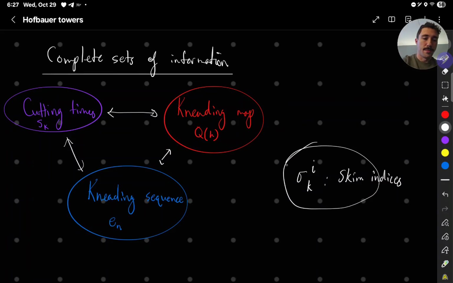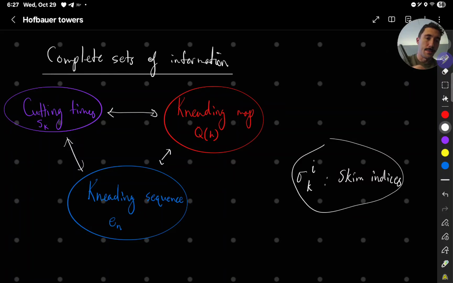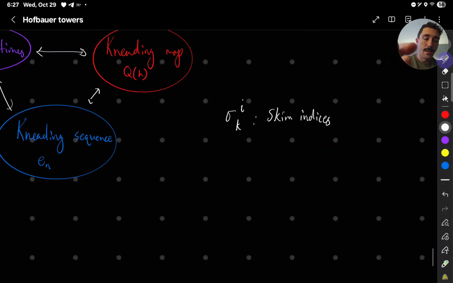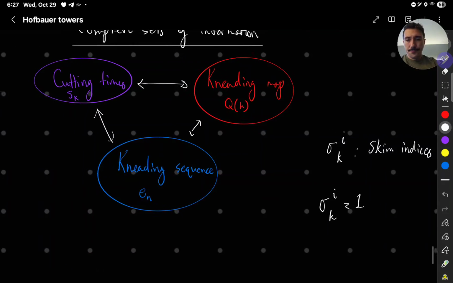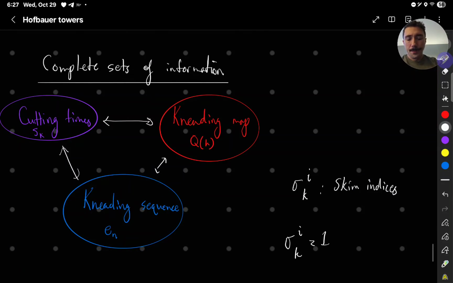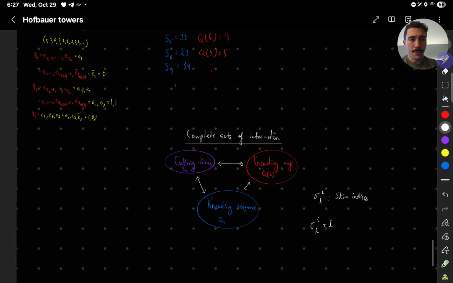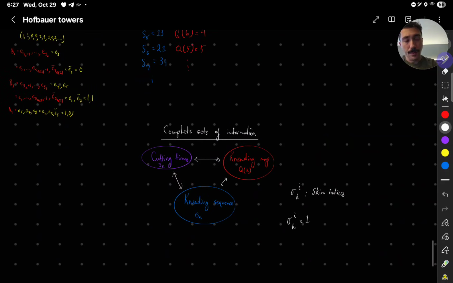So this turns out to be really fundamental. And the reason you don't see it in the unimodal case is because it's always 1. So it's known a priori. So it never comes up. But I'll show that when I actually put out a video on multimodal Hofbauer towers. And I think that is it. Let me double check that there's nothing obvious I'm missing.